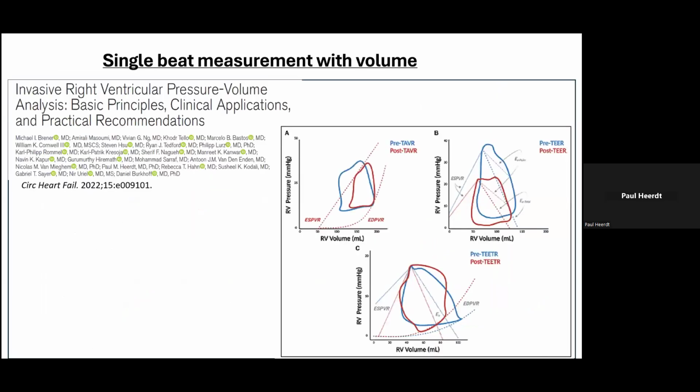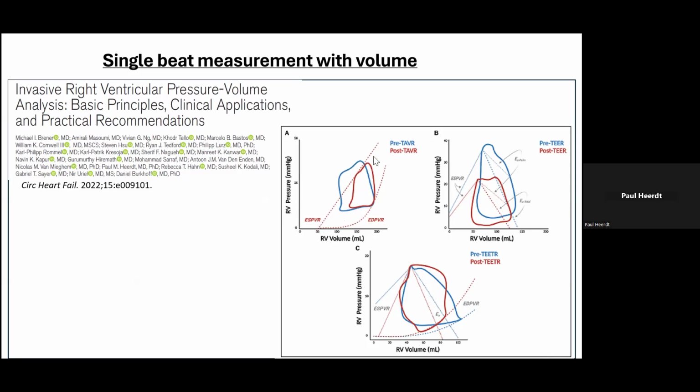Now, the last thing I'll touch on here, I only have a couple of minutes, is alternative ways of using single beat metrics when you have something like 3D echo to generate maximum and minimum volumes. This paper came out in 2001. One of the interesting things in this is it's showing what happens after some catheter-based interventions for aortic stenosis, mitral repair, or tricuspid repair. And what you see here is they have loops.